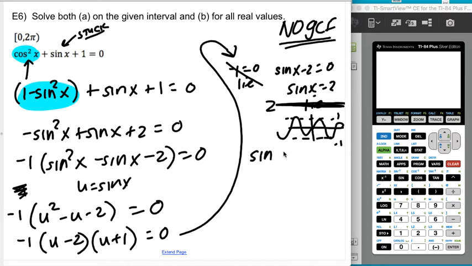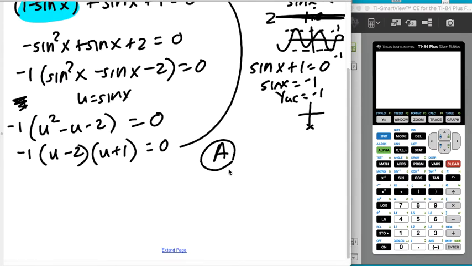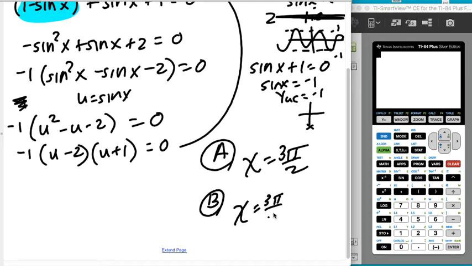Or sine of x plus 1 is 0, which is going to give you that sine of x is negative 1. That does happen. That happens right down here at 3 pi over 2. So it turns out that after all that work, my only answer is x is 3 pi over 2. And so my answer, if I didn't have an interval, would be 3 pi over 2 plus 2n pi, for as many full circles as I want.